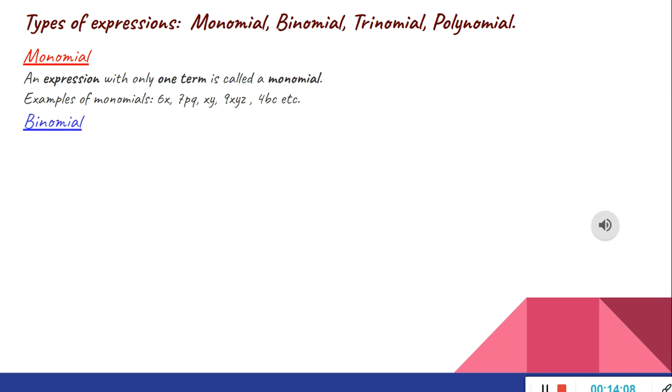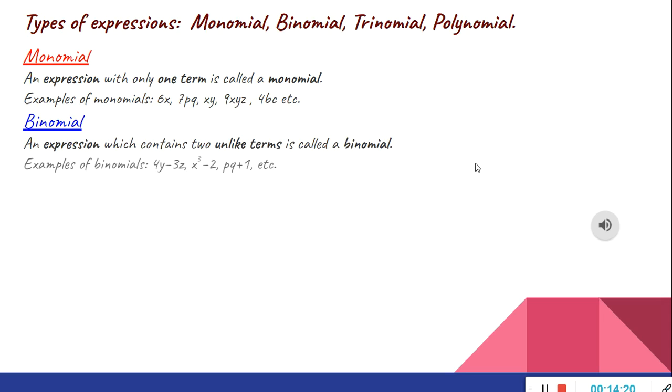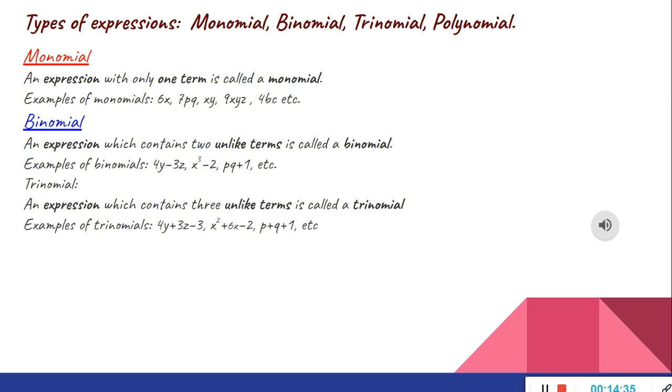Binomial, bi means two. Two terms are there. An expression which contains two unlike terms, not like terms, unlike terms, is called a binomial. Example: 4y minus 3z, x cube minus 2, pq plus 1, etc. Trinomial: an expression which contains three unlike terms is called a trinomial. Example: 4y plus 3z minus 3, x square plus 6x minus 2, p plus q plus 1, etc.